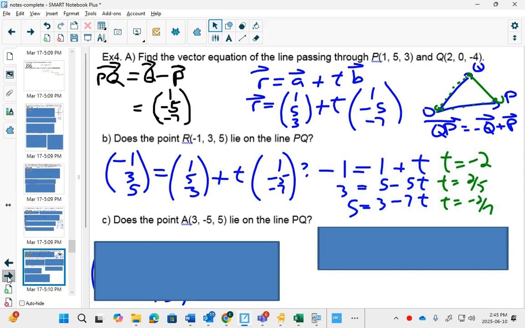Well, if we look at the three parametric equations, the first equation, t would have to be -2. The second equation would work if t was 2/5. And the third equation would work if t was -2/7. In other words, no. In order for it to be on the line, you would have to get there with the same t value each and every time.